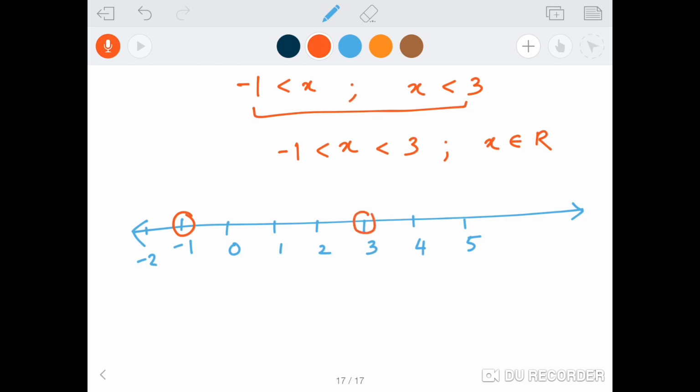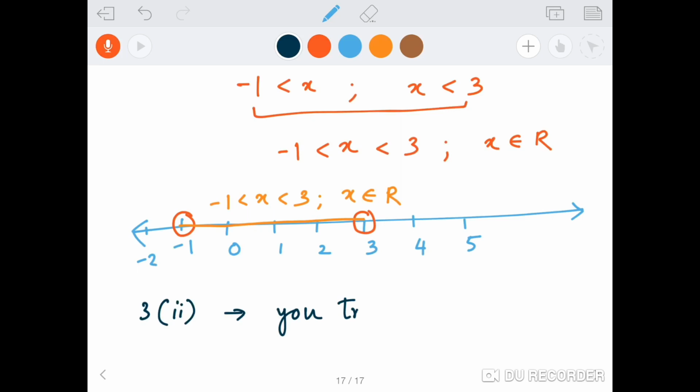So what you'll have to do is you'll have to put a normal circle at 3 but a full circle at minus 1 and shade everything in between. So don't go by this solution. Make sure that you shade the circle at minus 1 completely. Alright, so it has to be minus 1 less than equal to x less than 3. Alright, so make that small change please. Alright, let's go into the next question.